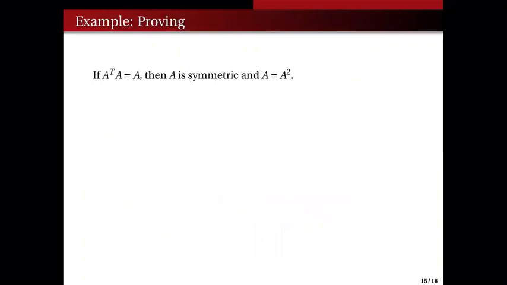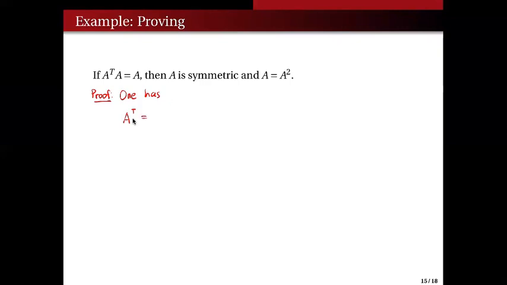Let's consider this. If A transpose A is equal to A, then A is symmetric and A equals A squared. So, proof? We want to show that A is symmetric. You start with A, you want to get the transpose of this, and you want to show that the transpose of A is also A. That's your symmetric matrix definition.